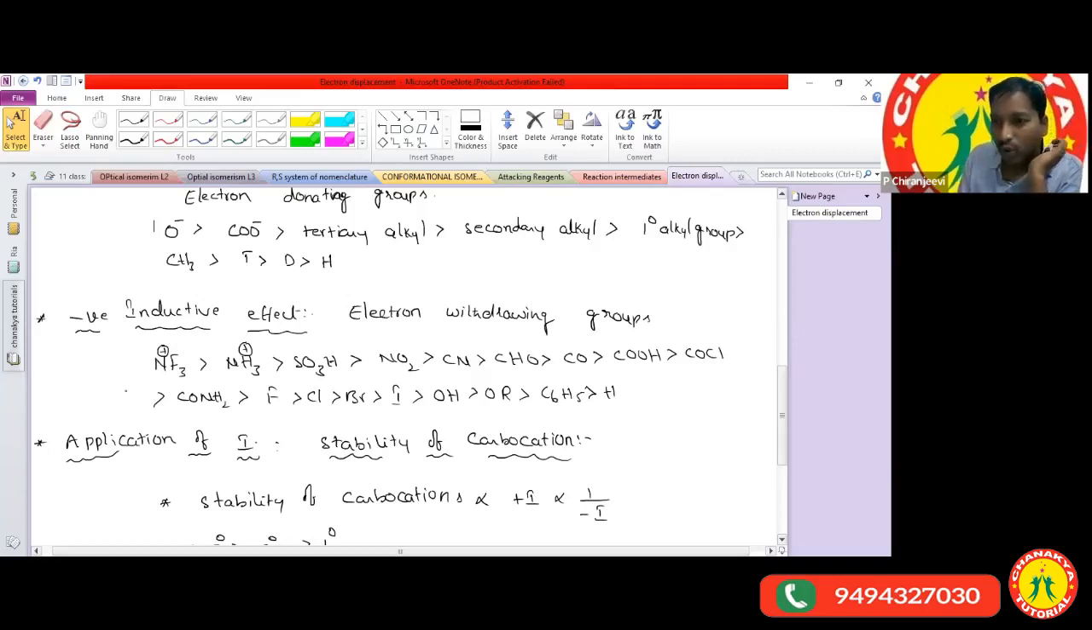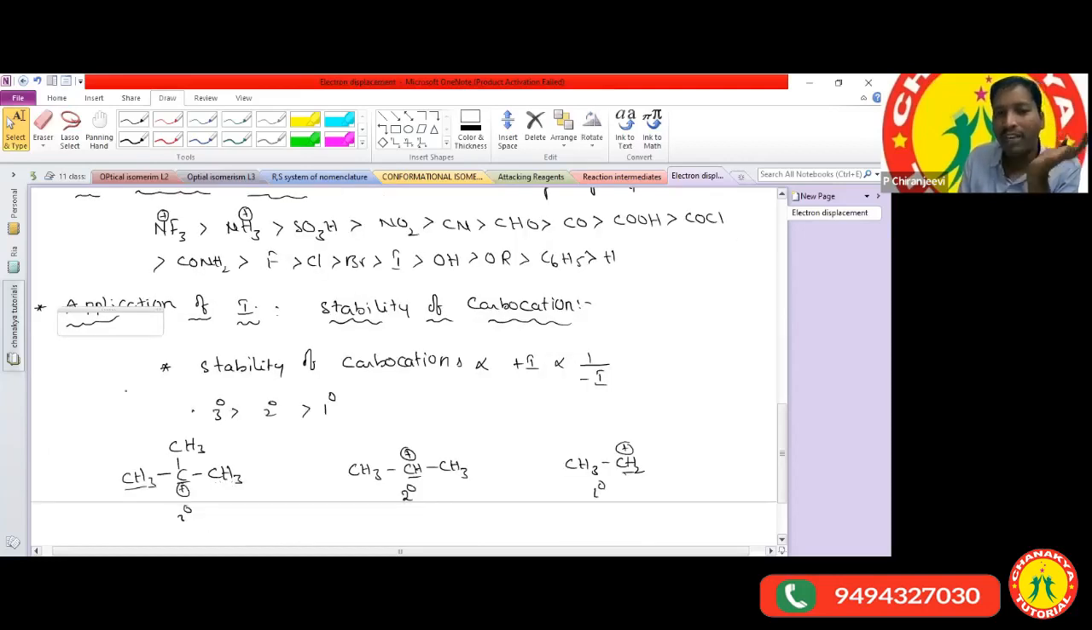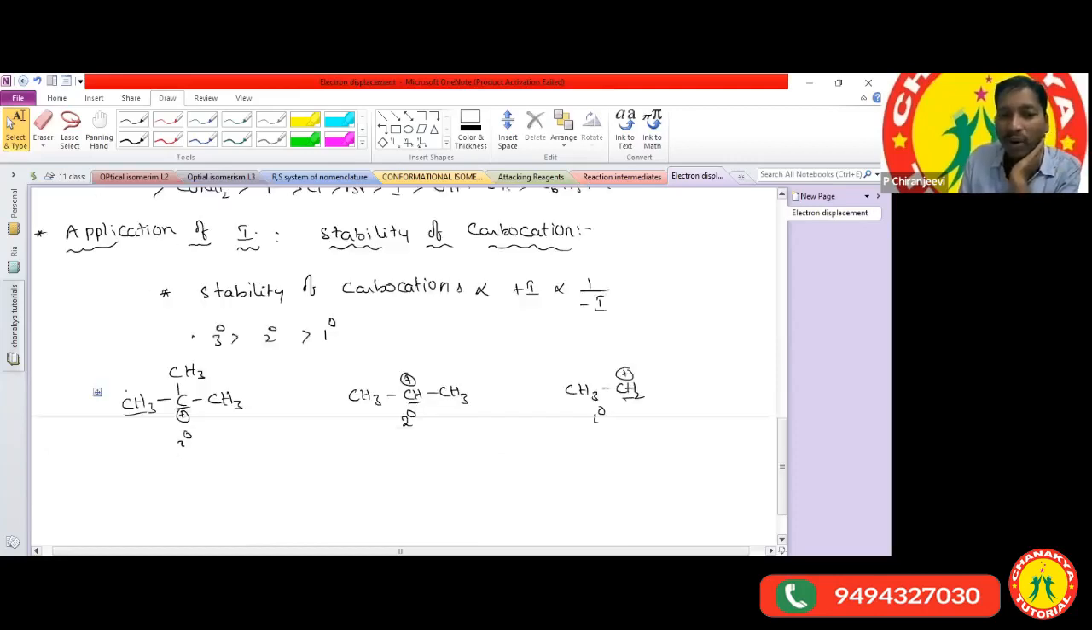Right. So according to that, first if you observe here, tertiary carbocation. So I gave the stability order. In that stability order, we know a tertiary carbocation is more stable than secondary. Secondary is more stable than primary. So why is the tertiary carbocation more stable? That is my question.